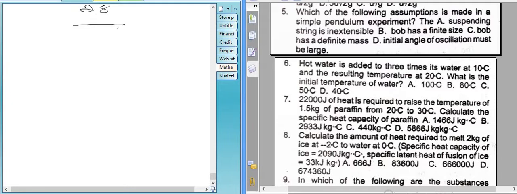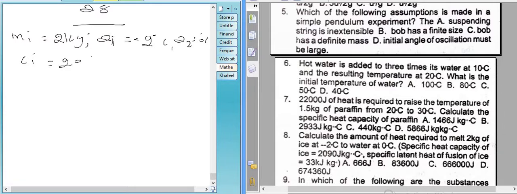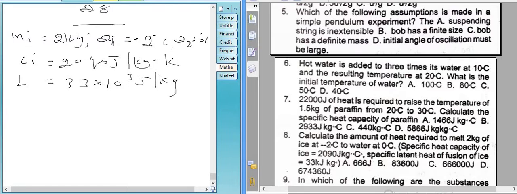So let us get down the data first. The mass of ice is 2 kg. The initial temperature, θ1, is minus 2 degrees C, and the final temperature is 0 degrees C. Again, the specific heat capacity of ice is 2090 joule per kilogram per Kelvin, and the specific latent heat of fusion is 33 kilojoule. Don't convert it to joule times 10 to the power of 3 joule per kilogram without Kelvin, because it's a specific latent heat.